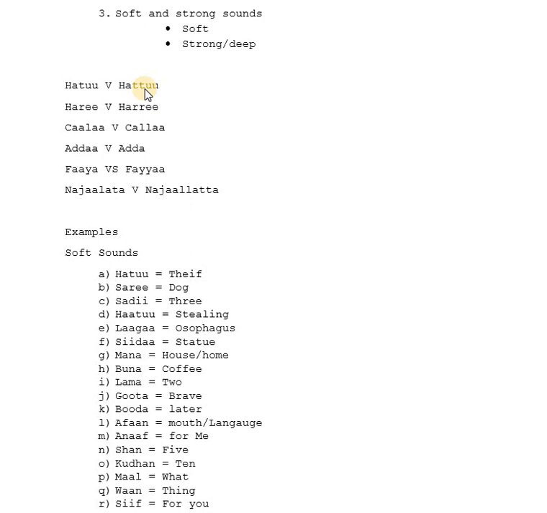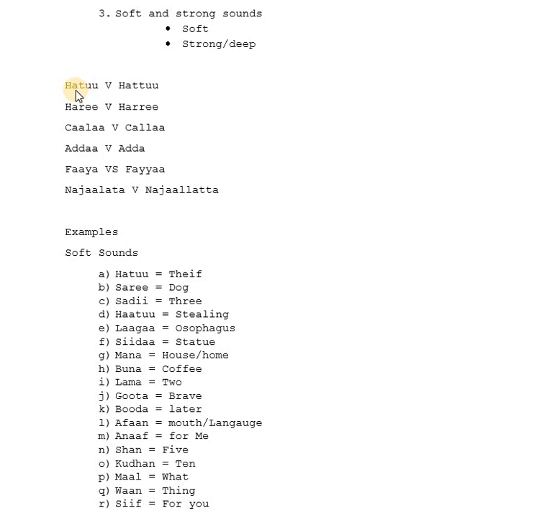Hatu, hatu. In the deep or strong word, we clearly articulate the sound, we say it deeper. Hatu, very soft. We said T already. Hatu, hatu. Hare. Now you can say this. Hare, hare. These are completely different words, with completely different meanings.